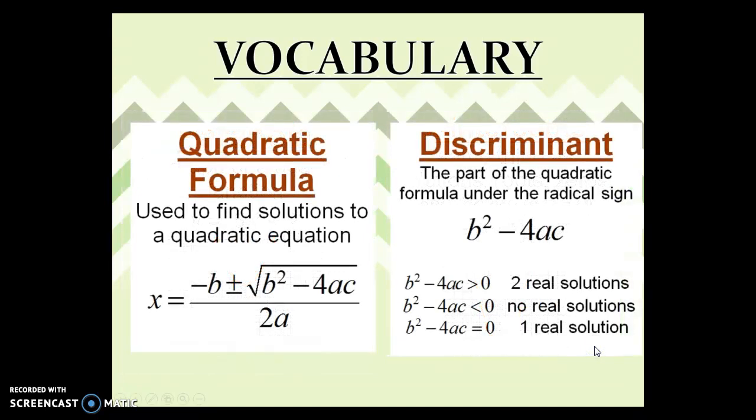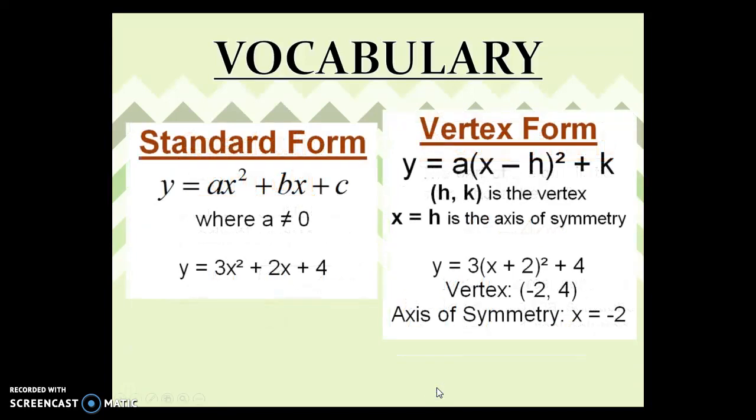Okay, quadratic formula. This is the quadratic formula, and that's what we're looking at today. It's just plugging in numbers where the letters are. The discriminant, that's what's inside the square root. If the discriminant's greater than 0, there are 2 real solutions. If it's less than 0, there are no real solutions, and if it's equal to 0, there is 1 real solution.